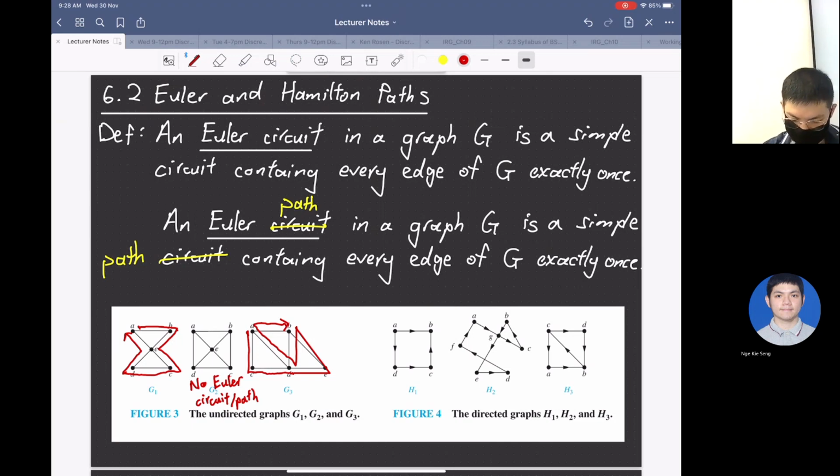How about figure 4 H1? H1, you see this one cannot match, because the direction is not the same. Unless you can go back. Otherwise this one no. Okay.